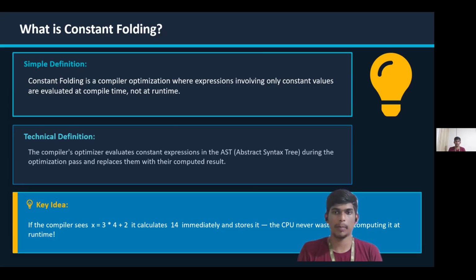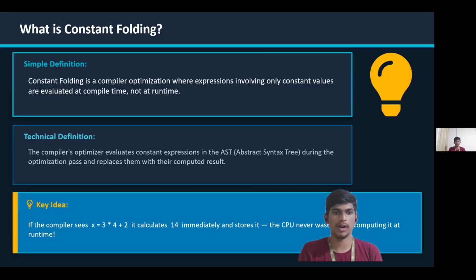We know the structure of a compiler, right? Once the tokens get generated in phase one, later the abstract syntax tree gets generated and fixes the grammatical errors in that. So in this abstract syntax tree, the optimization pass replaces them with the computed results.